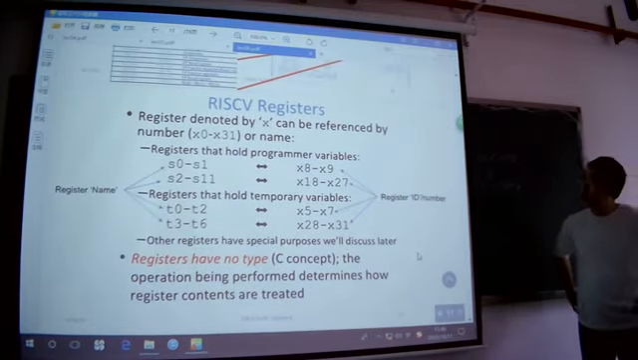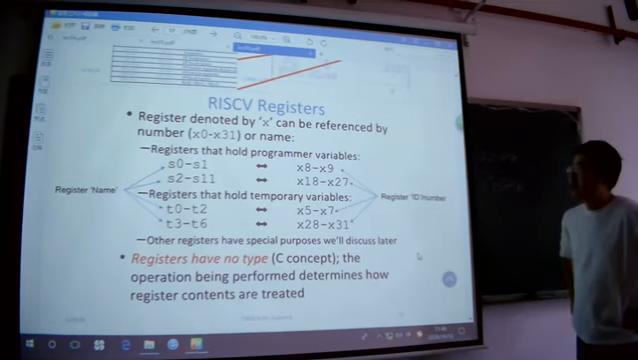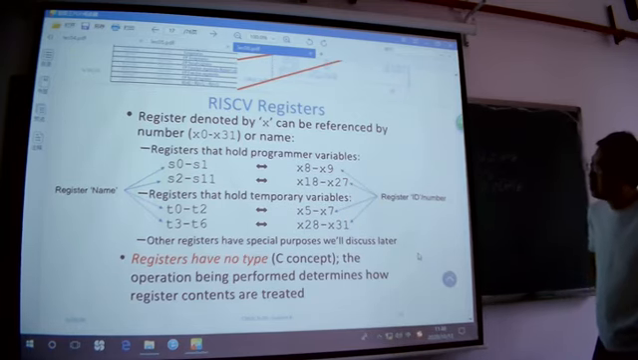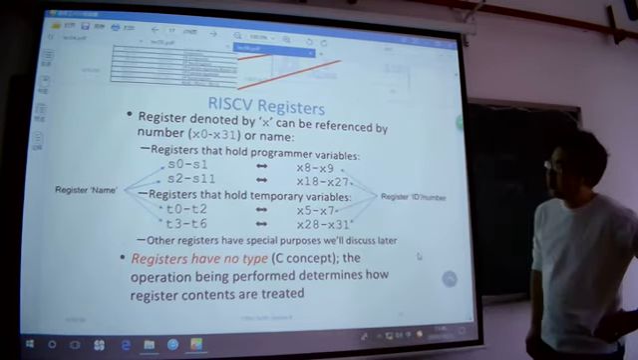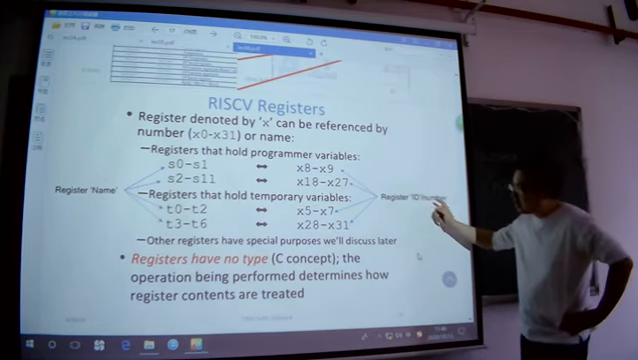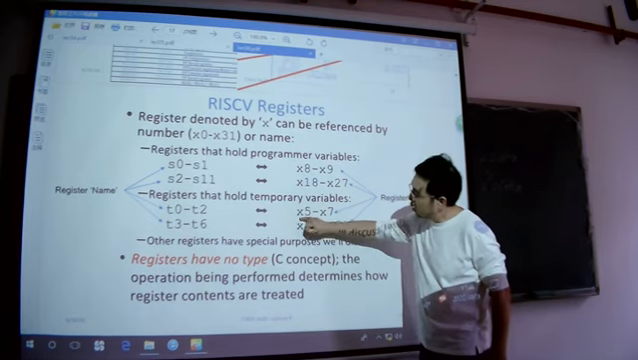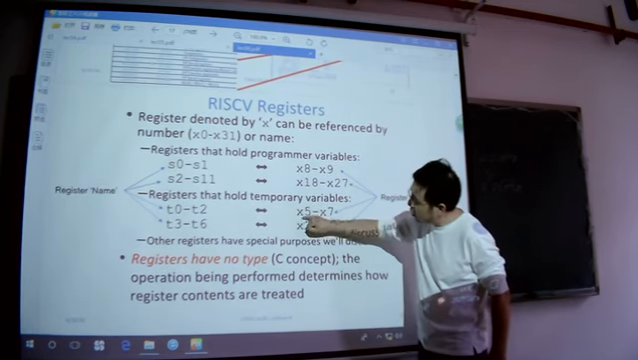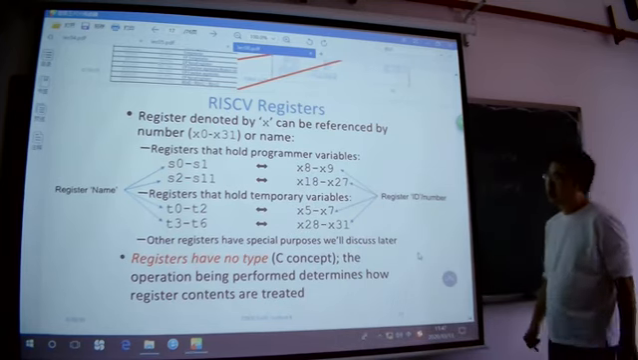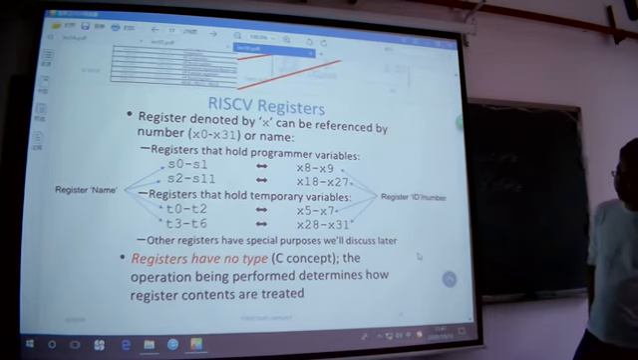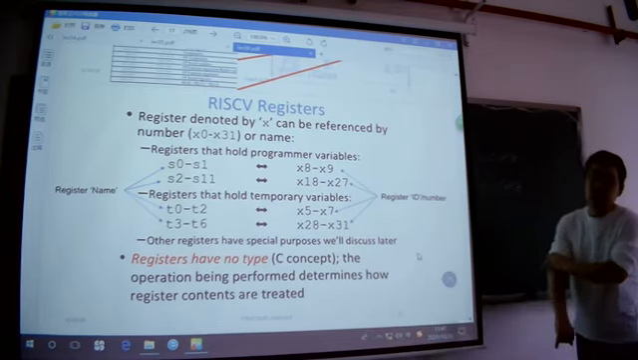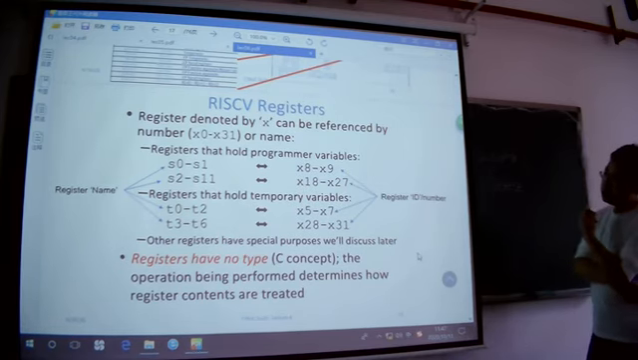Okay, RISC-V registers: X0 to X31. The 32 registers can hold the program variables. We find the register name and the register ID, the register number, X number. Register has no type. In C, the type of a variable is important, but in assembly language it has no type. It is only a number.